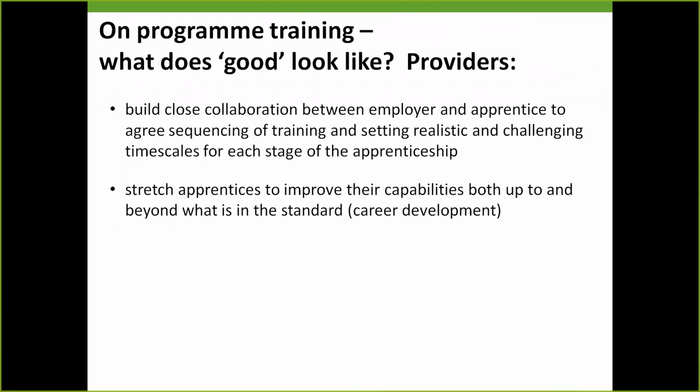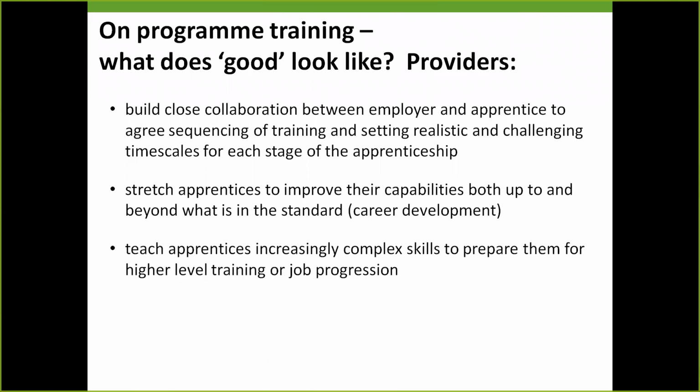Stretching apprentices to improve their capabilities both up to and beyond what's in the standard, and keeping an eye on grade profiles and aiming to understand what your apprentices are capable of right from the beginning. When you do your initial assessment, is that learner, do you think, capable of reaching distinction level? How do you know what your profile might look like, and how are you going to get that information?